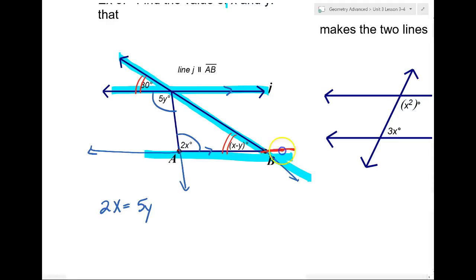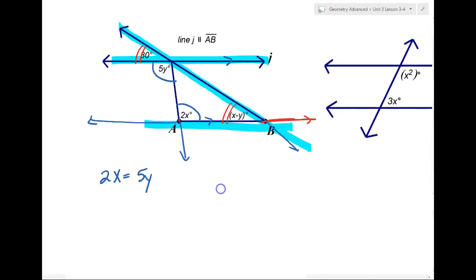Notice, probably if I did this, you probably would have seen it quicker. But you have to learn to go like, oh, I can ignore that other line coming down from him? Yep. You just got to look at 2 lines and 1 transversal. So I also know that x minus y is equal to 30.